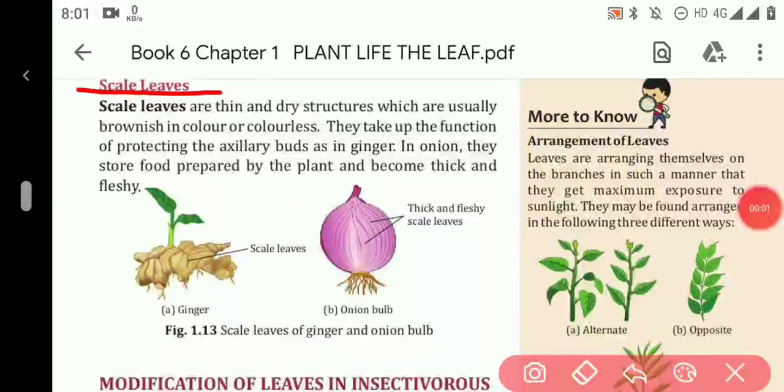Next topic is scale leaves. What are scale leaves? These are thin and dry structures which are usually brownish in color or they are colorless.